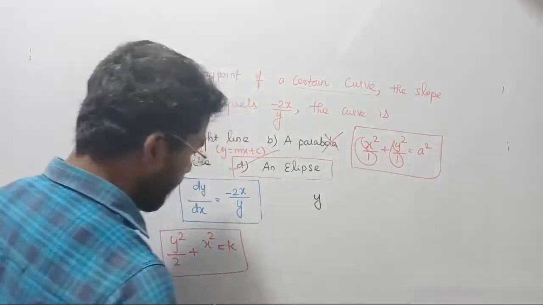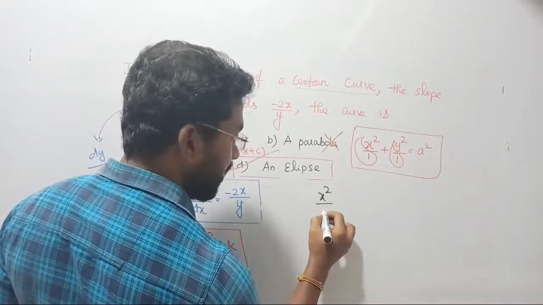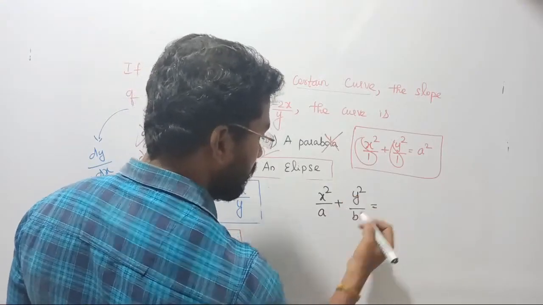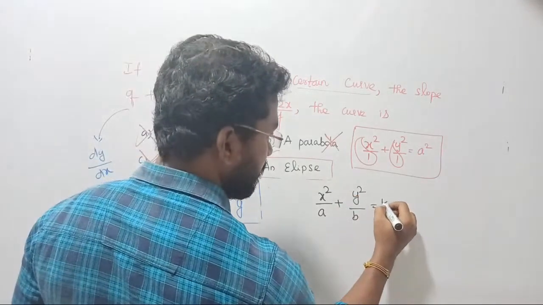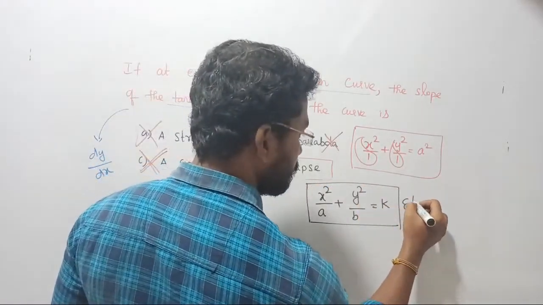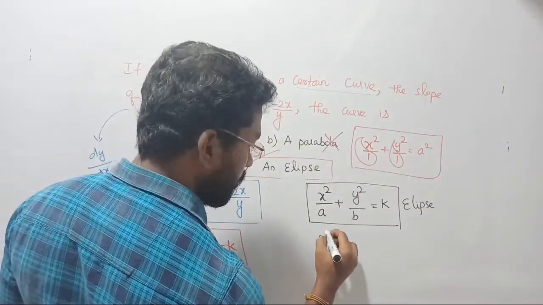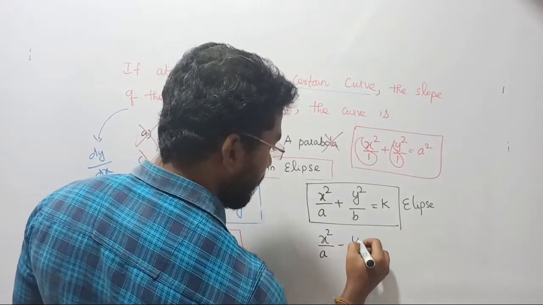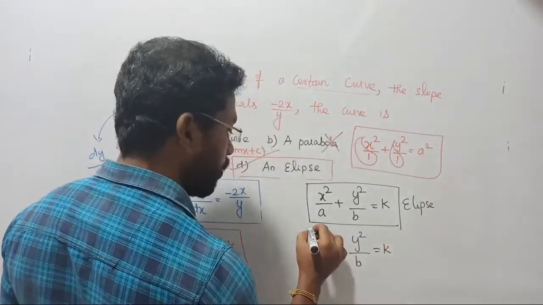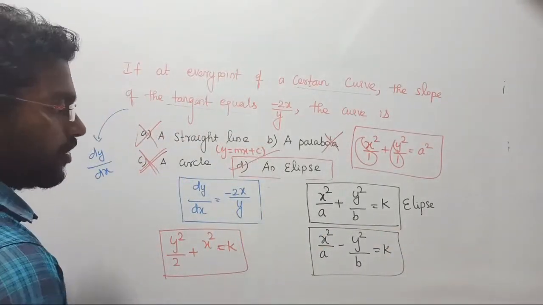It can be written as, guys listen, x square upon a constant a plus y square upon a constant b equal to a constant k. That is the general representation of an ellipse curve. Similarly, for a hyperbola, x square by a minus y square by b equal to k. Clear? So anyway, the correct answer for our function is what?